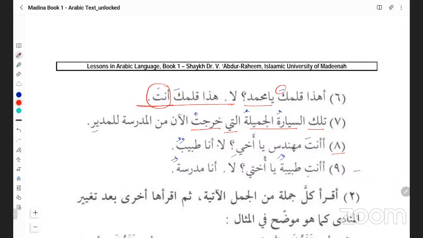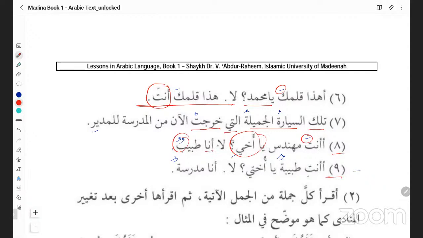أأنت مهندس يا أخي? Are you an engineer, oh my brother? Again, أأنت, because he's speaking about a male. يا أخي, لا أنا طبيب. No, I am a doctor. Again, saying أنا طبيب, I am a doctor.